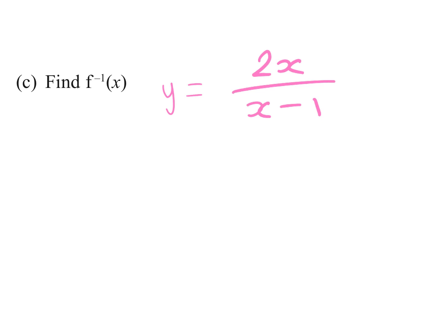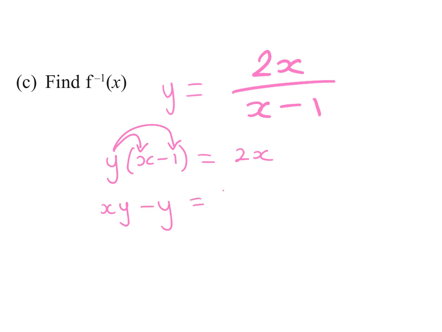So let's go through the steps, and let's see how far you got and how intelligent you are. Step 1, did you multiply both sides by x minus 1? If you did, fantastic first move, okay? The second step, did you expand correctly? What is y times x? Yeah, xy. What is y times negative 1? Minus y equals 2x.